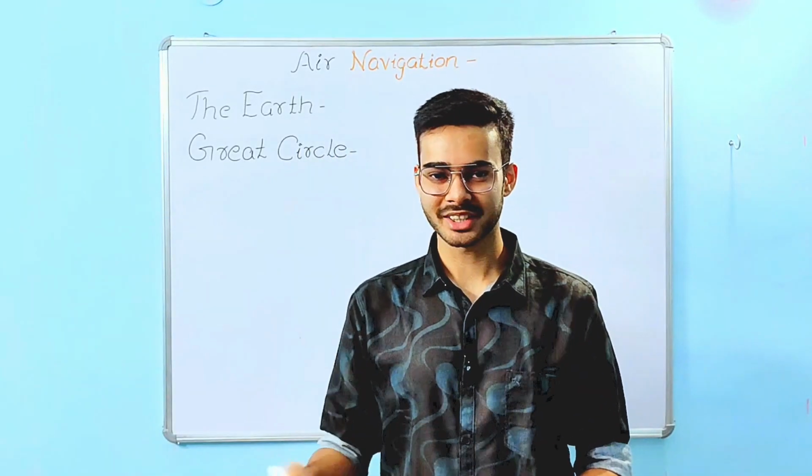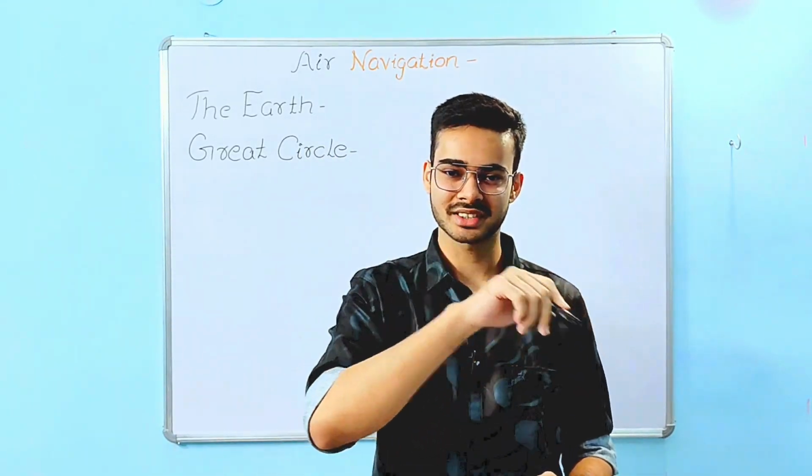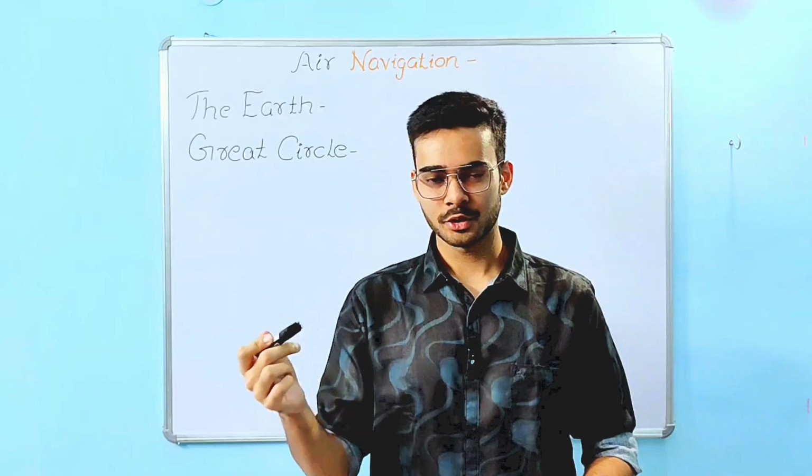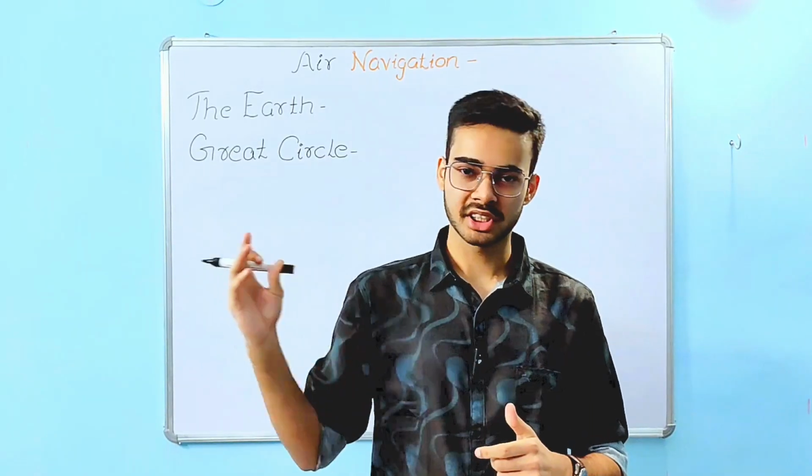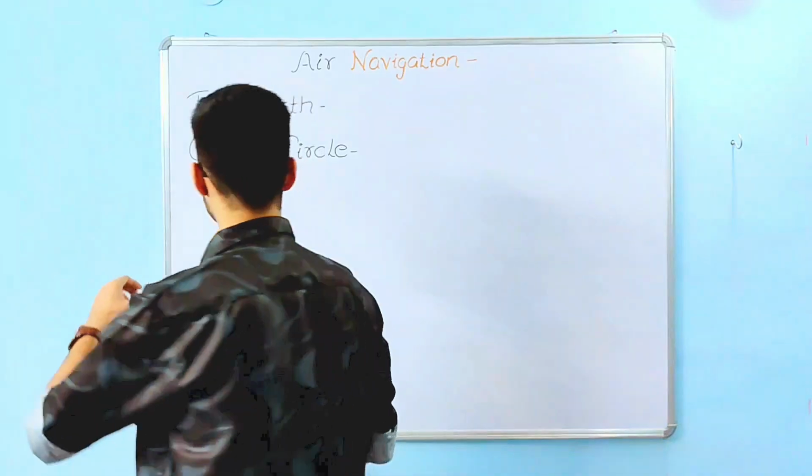So this is how great circle works. It gives us the shortest distance. Now let's write few properties about it. Then we can proceed to understand the meaning of those properties.